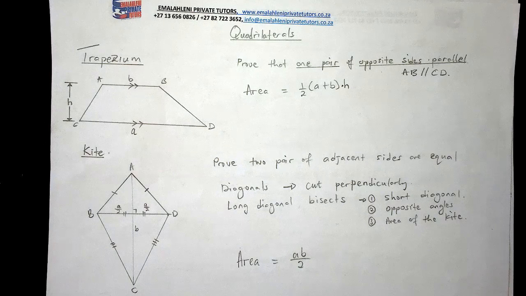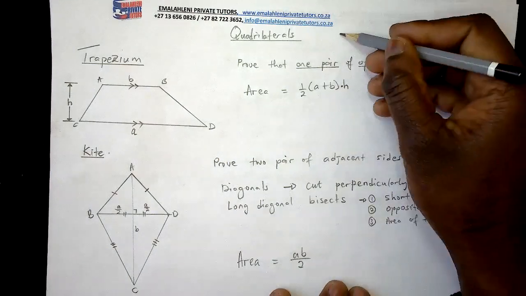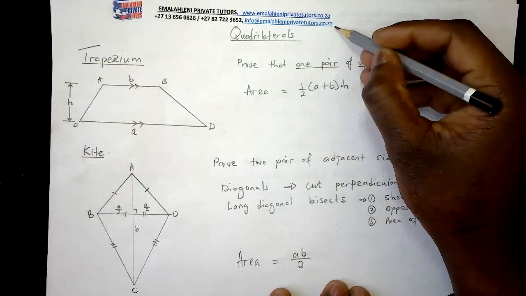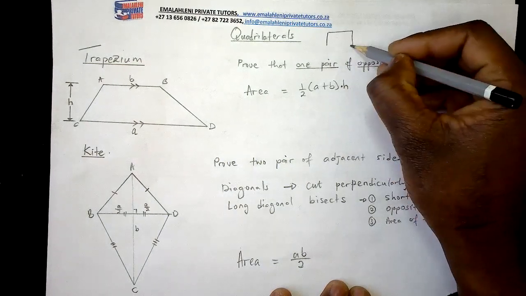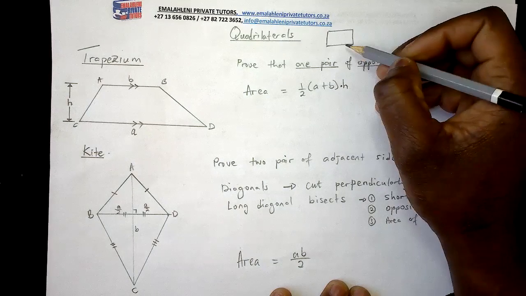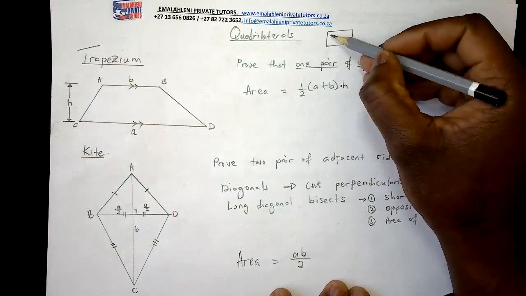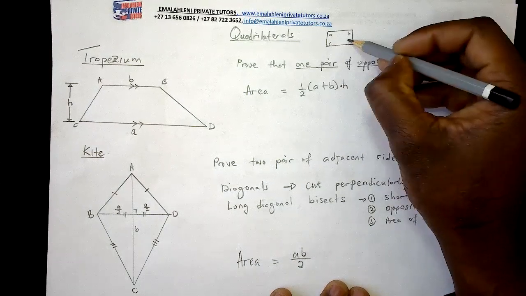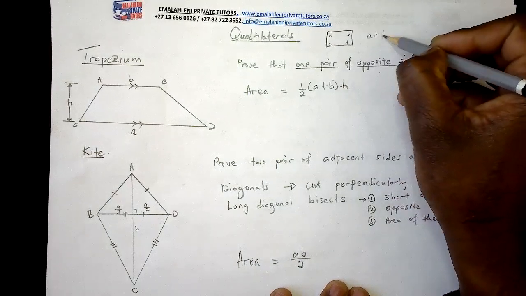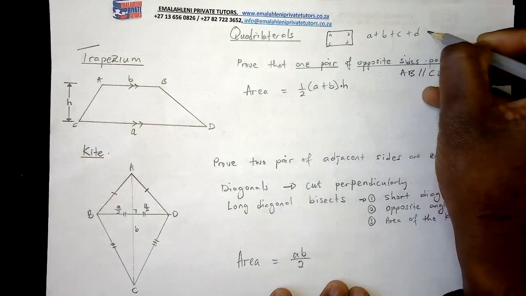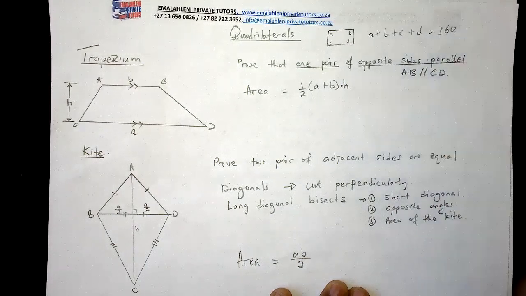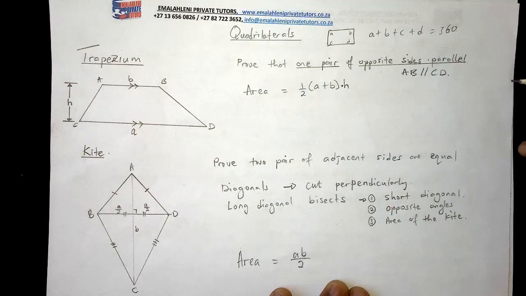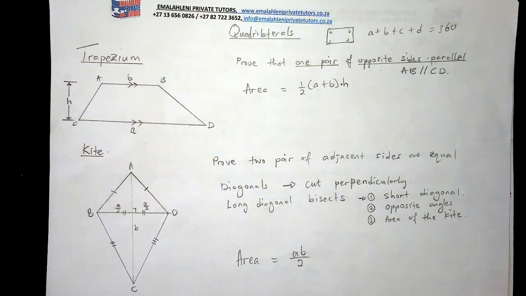Okay, now when we are looking at quadrilaterals, you must know the sum of interior angles. Quadrilaterals have, from quad, four sides. So the sum of interior angles, we are saying A, B, C, D. A plus B plus C plus D must give us 360. So the sum of interior angles of a quadrilateral must give us 360. You must always remember that.